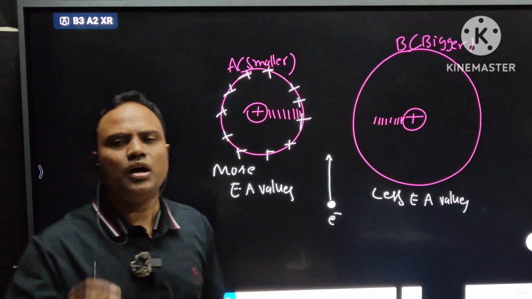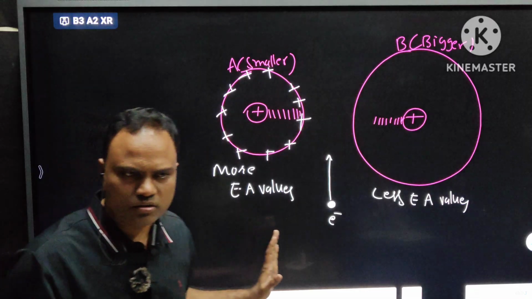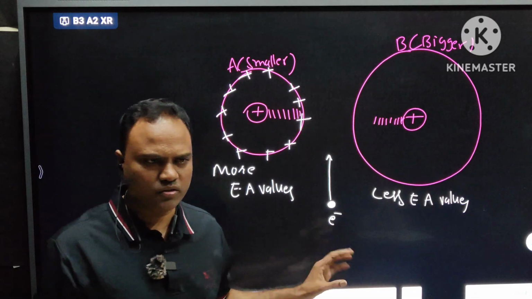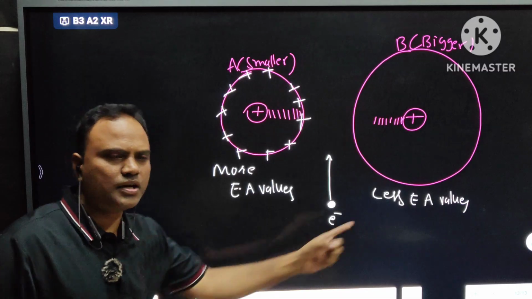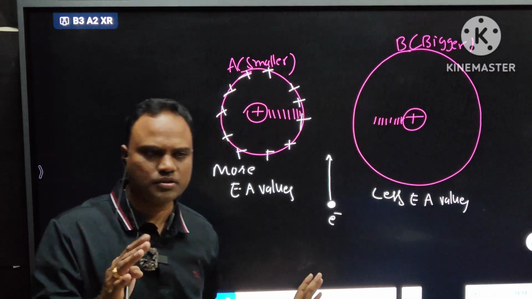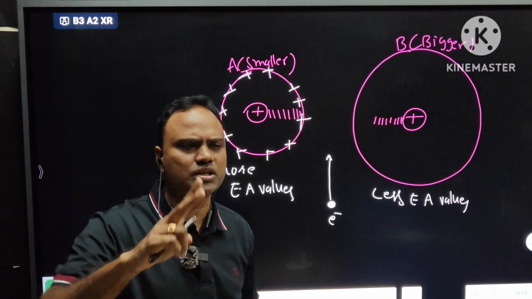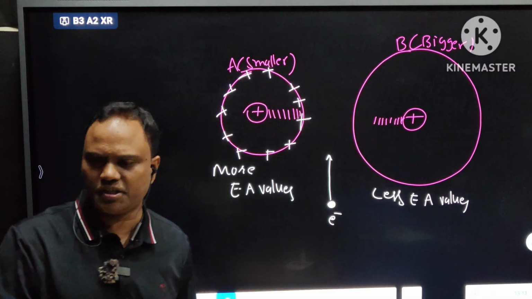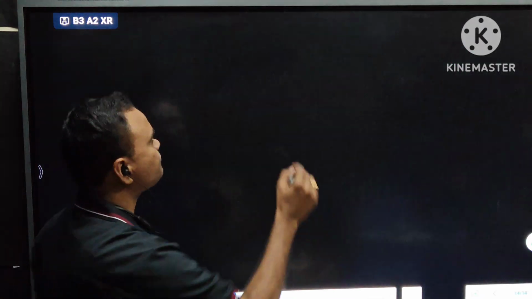Clear? I will give you one important exceptional case. You remember this order, the general concept. For smaller atoms, electron affinity will be more or lesser? More. For bigger atoms, electron affinity? Lesser. Clear? I will give you directly two important exceptional cases. They came several times in the objective exams, NEET, JEE Mains. Okay, I will cover them directly. After that, we will come to the other concepts, right?